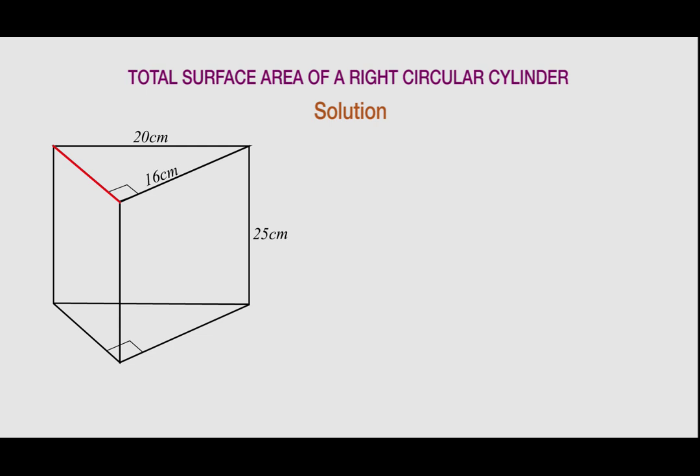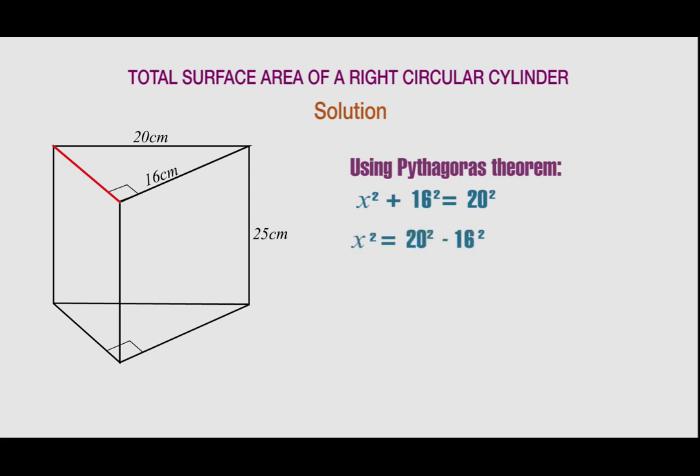Now we can apply the Pythagoras theorem, and from the diagram we will have x squared plus 16 squared equals 20 squared. That will give us x squared equals 20 squared minus 16 squared. That means we have x squared equals 400 minus 256. If you simplify that, we have 144. Therefore, our x is equal to square root of 144, and that will give us 12 centimeters.